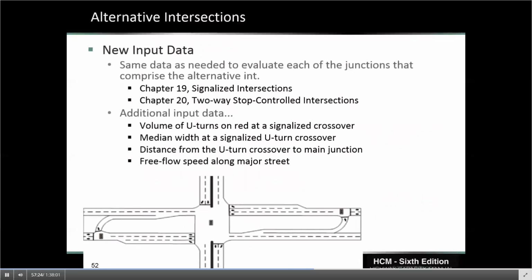That means there's some new input data that is needed to do these analyses. So it starts with some of the same input data that we're used to for signalized intersections or two-way stop-controlled intersections, depending on the type of control. But we now need things like U-turn volumes, the median width, which impacts saturation flow rates and gap acceptance parameters, the travel distance, so the spacing, and then the free flow speed along the major street, which is used to calculate the extra distance travel time if the U-turn is placed about 600 to 800 feet from the main intersection.